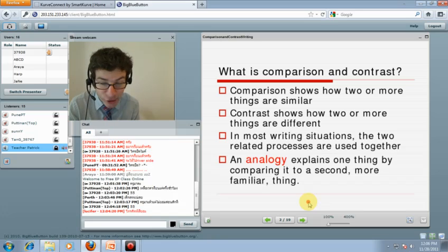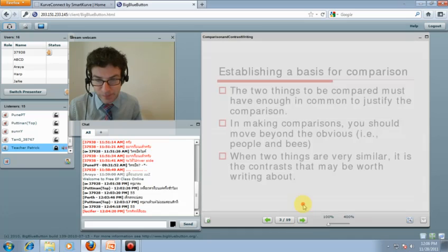An analogy explains one thing by comparing it to a second, more familiar thing. Analogies are very, very common in writing. You will see times that if there's a concept or something people might not understand, they compare it to something else so people understand it better. All right, moving right along.